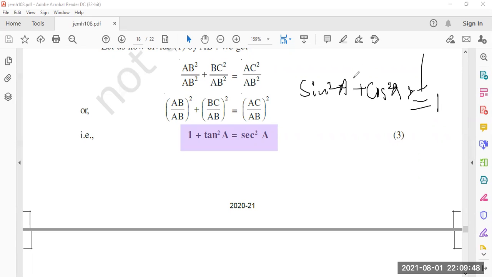What does it mean? In any equation, while we are solving the questions, anywhere if you find this format, you can write 1 as per the need. Or in any place, if you need these terms, in place of 1 also, you can write these terms. In the same way, you can use this equation also as per the requirement of the question. 1 plus tan square A is equal to secant square A. Okay, so this is the second identity, right?